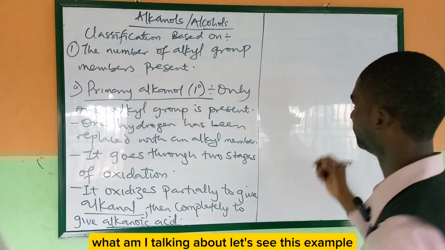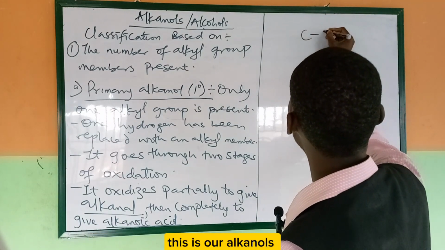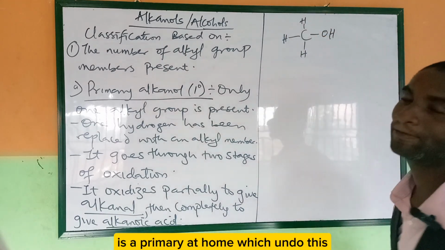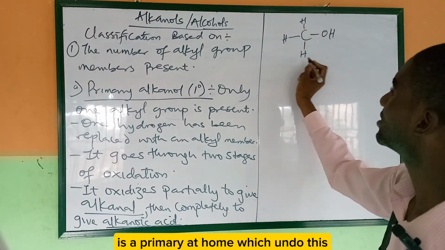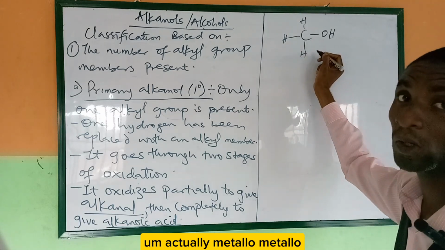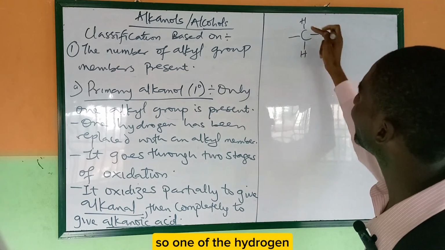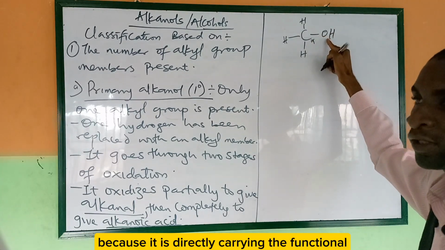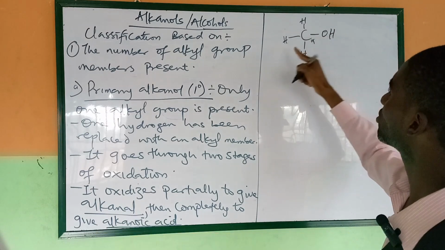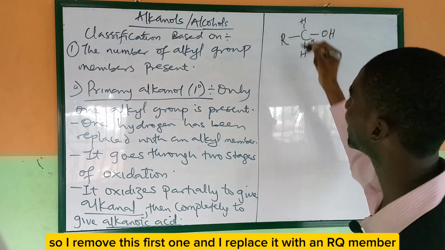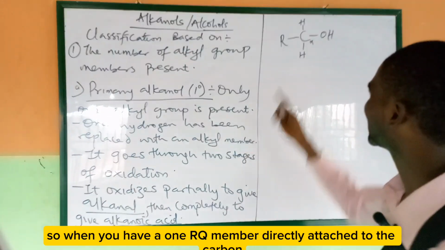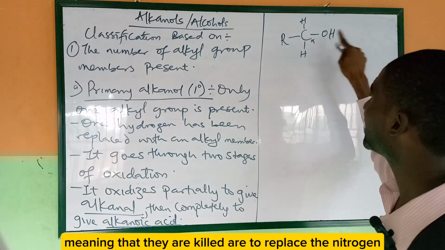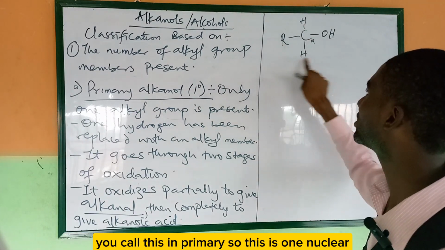What am I talking about? Let's see this example. So this is an alkanol, a primary alkanol, which is actually methanol. Can you see there are three hydrogens attached to this alpha carbon? This is the alpha carbon because it is directly carrying the functional group. So I remove this first one and I replace it with an alkyl member. When you have one alkyl member directly attached to the carbon carrying the functional group, meaning that alkyl has replaced a hydrogen, you call this a primary alkanol.